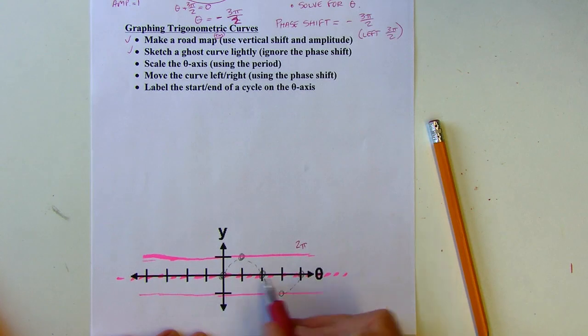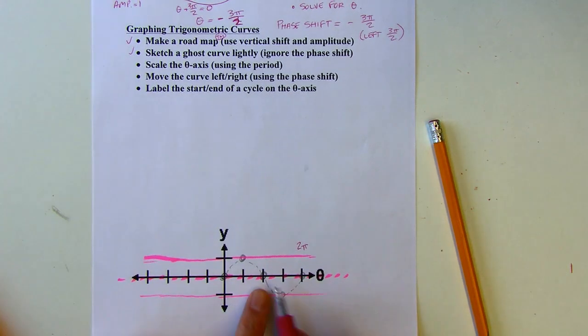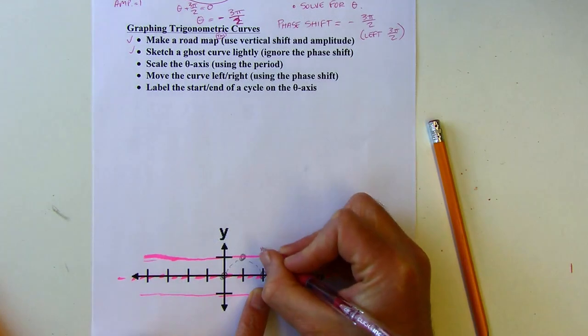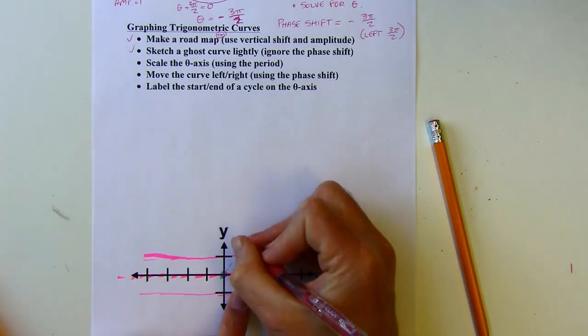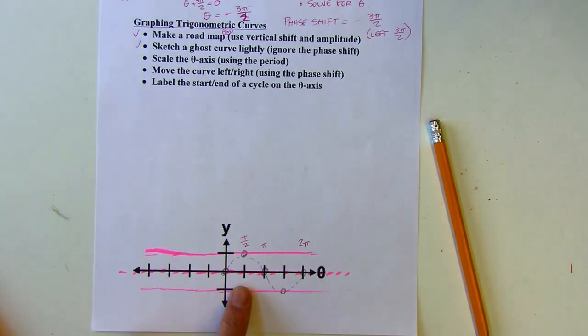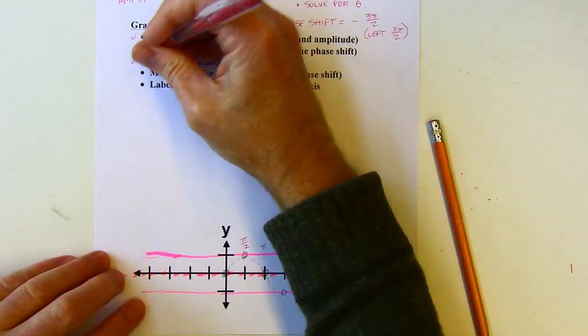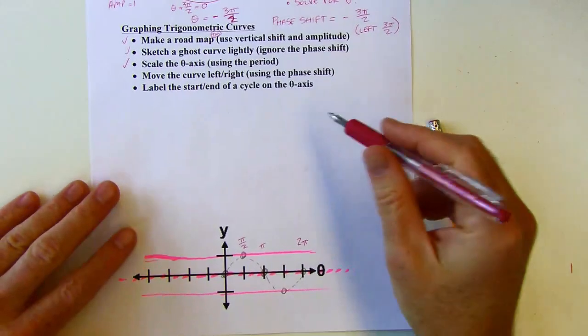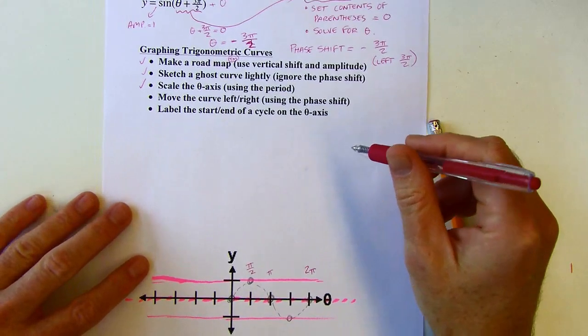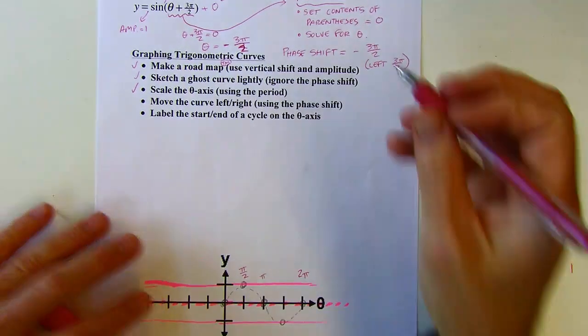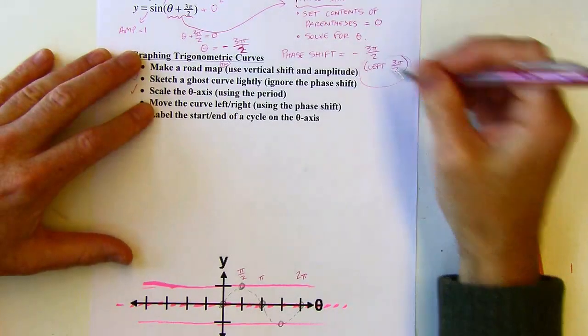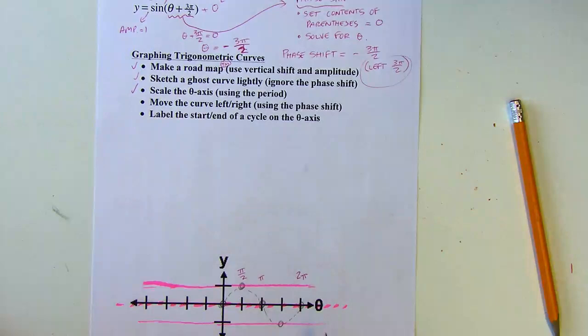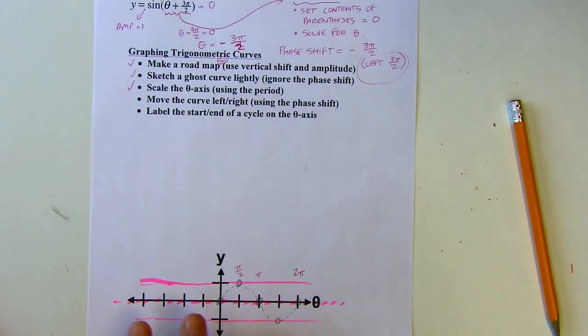And now I can scale all of these, right? Halfway to 2 pi, well, 2 ticks is halfway to 4 ticks, so this would be 1 pi. And then halfway to 1 pi would be 1/2 pi. So each tick is a half pi, and I could label all of them now if I wanted to, right? And I might do that later, but that's enough for now, okay? So we've scaled the theta axis, all right? And now we're going to move the curve left or right, okay? Now, the phase shift that I have on this problem is right here, that tells me that this ghost curve is going to be moved to the left, okay?